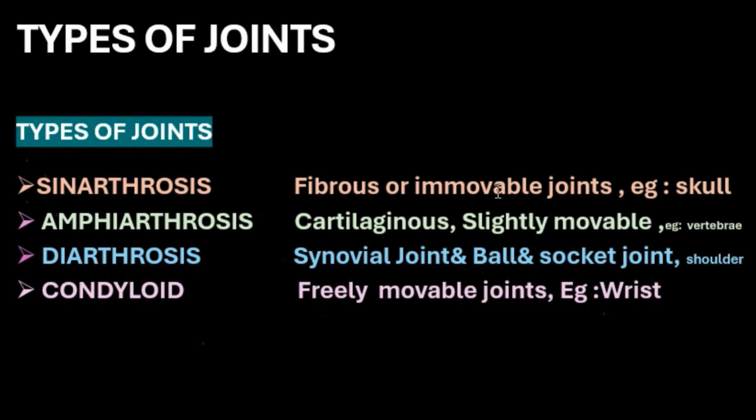Types of joints are synarthrosis, fibrous or immovable joints. Example is skull. Amphiarthrosis, cartilaginous, slightly movable. Example is vertebrae. Diarthrosis, synovial joint, and ball and socket joint like shoulder. Condyloid joint is a freely movable joint. Example wrist. So here we are organizing the things from immovable to freely movable. This way we are comparing and adding the terms so that you can order them in a sequential manner.